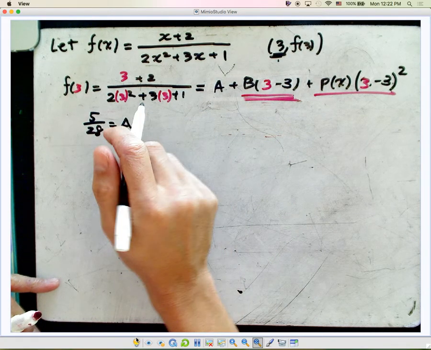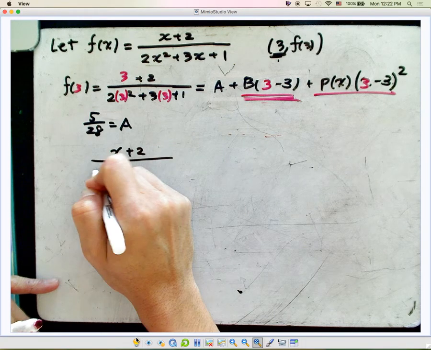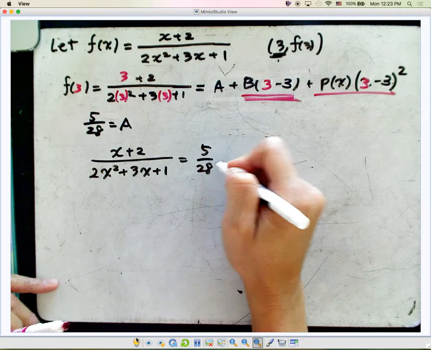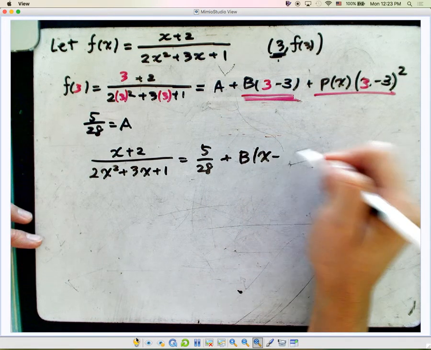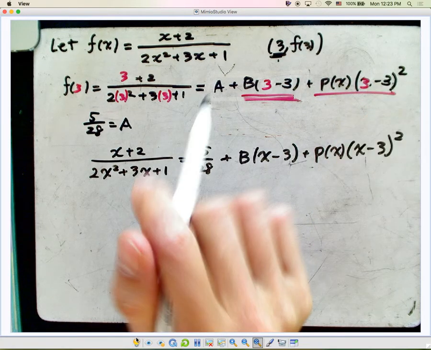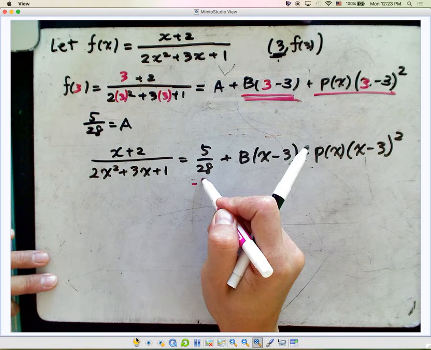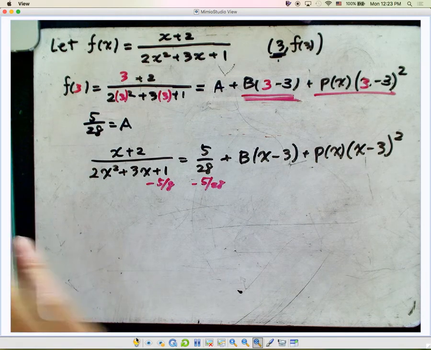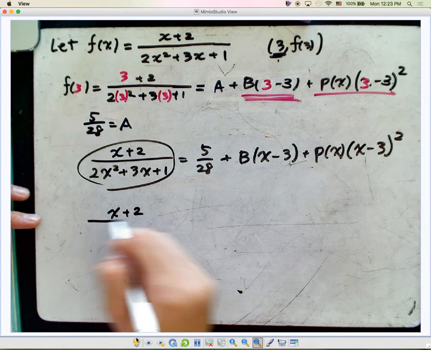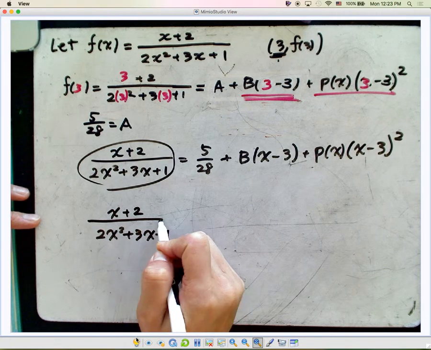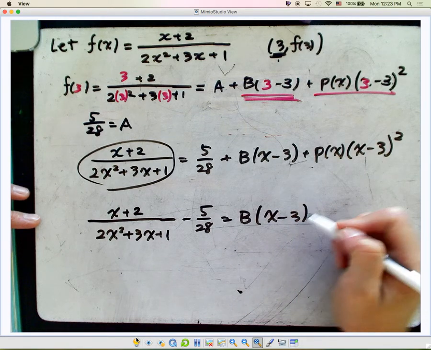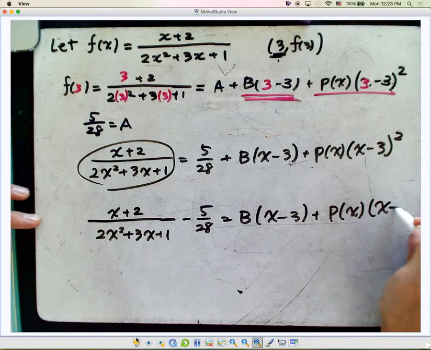So now plug that in. We have x plus 2 all over 2x squared plus 3x plus 1, which equals 5/28 plus b times x minus 3 plus p of x times x minus 3 to the second power. That goes here, right? Cleaning up, I want to subtract 5/28 from both sides. That way we'll have this guy all over 2x squared plus 3x plus 1 minus this guy, which will be equal to b times x minus 3 plus p of x times x minus 3 to the second power.